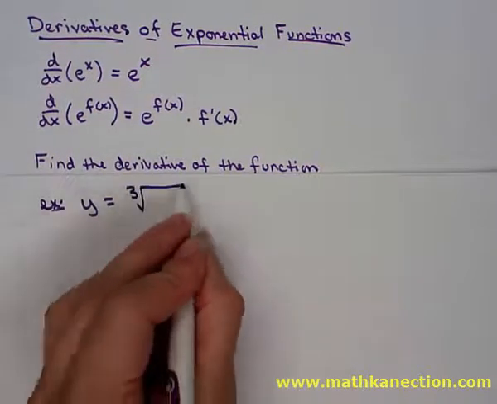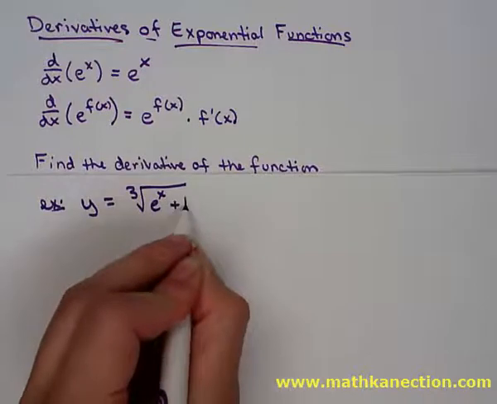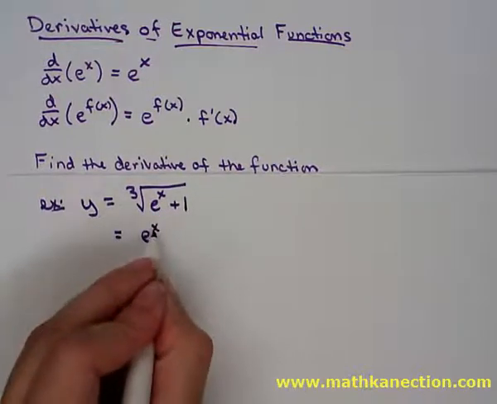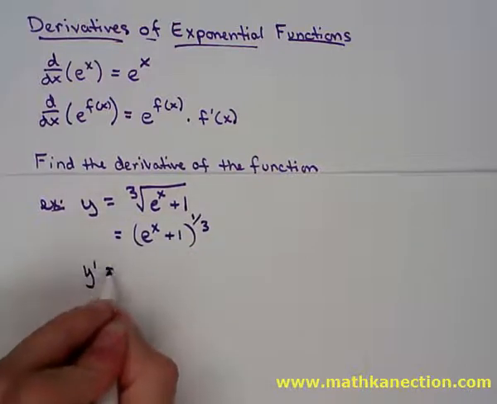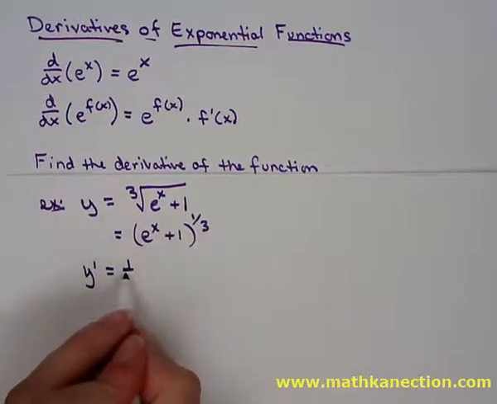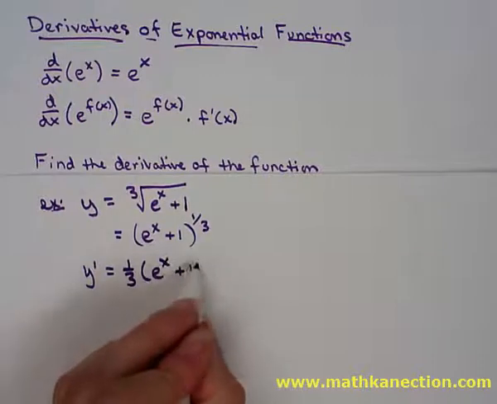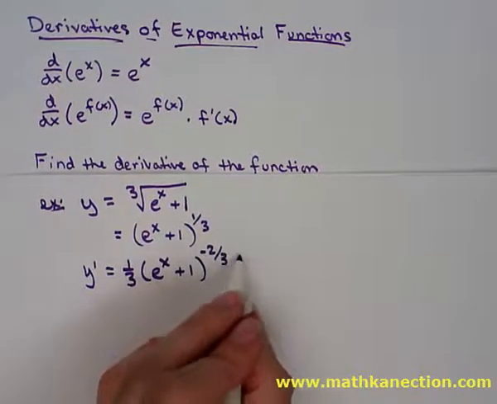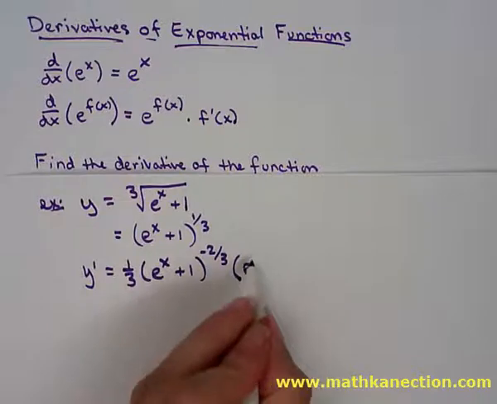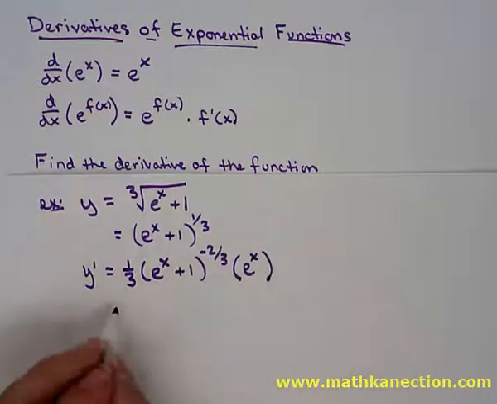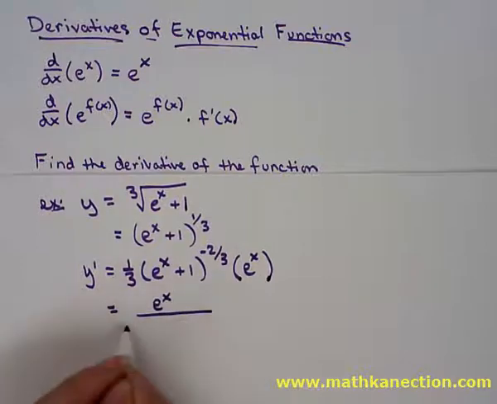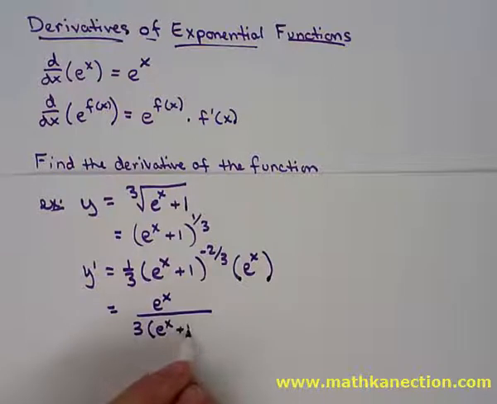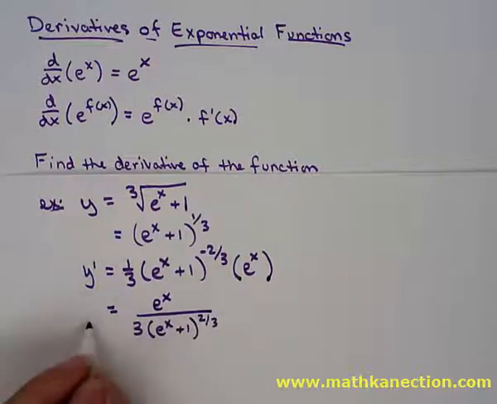The next example, we have y is equal to the cube root of e to the x plus 1. Rewriting the cube root as e to the x plus 1 to the 1/3 power. Taking the derivative, the 1/3 will come in front. The chain rule will leave the inside function the same. Take away 1 from the exponent to make a negative 2/3 for the new exponent. Deriving the inside will just be e to the x. And then rewriting our problem, e to the x is in the numerator, the 3 in the denominator from the 1/3, and then the e to the x plus 1 with a positive exponent of 2/3 since we're moving to the denominator.